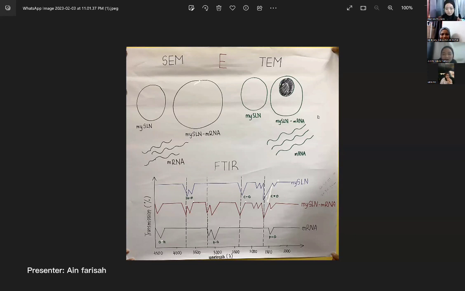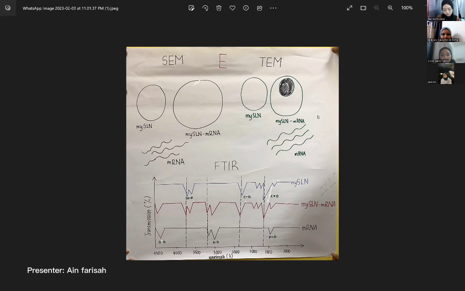So I will be first presenting about SEM for the vaccine. As for only the nanoparticle, which is my SLN, we can only see a sphere under the SEM.